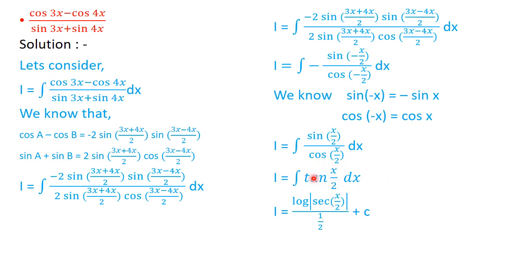And this is equal to the integration of tan, which is log of sec x, but here it is x by 2, therefore log of sec of x by 2. And I have already told you that if there is any multiple of the variable x, then we have to divide by that multiple. So here it is half, so divide by half, plus c. That is, you can write 2 into log of mod of sec of x by 2, plus c.